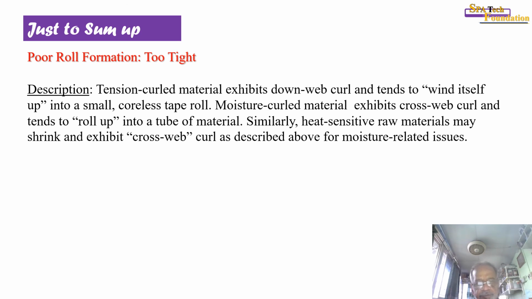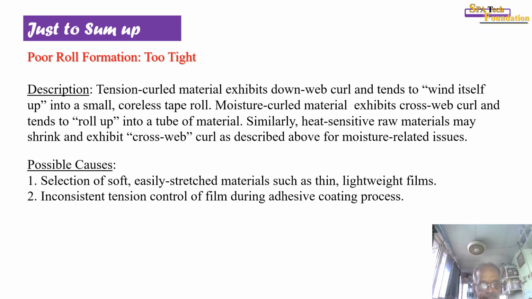Poor roll formation, rolls too tight. Tension curled materials exhibit down web curls and tend to wind itself up into a small coreless tape roll. Moisture curled material exhibits cross web curl and tends to roll up into a tube of material. Similarly, heat sensitive raw materials may shrink and exhibit cross web curl as described above for moisture related issues.